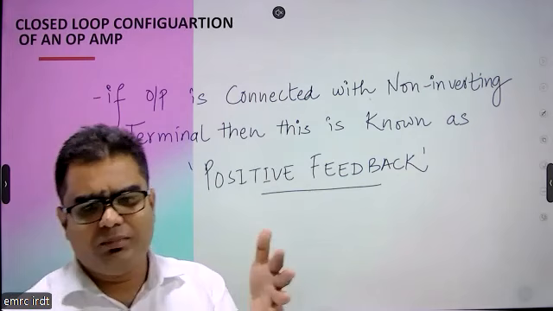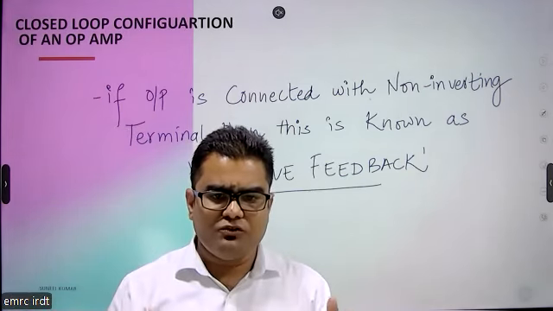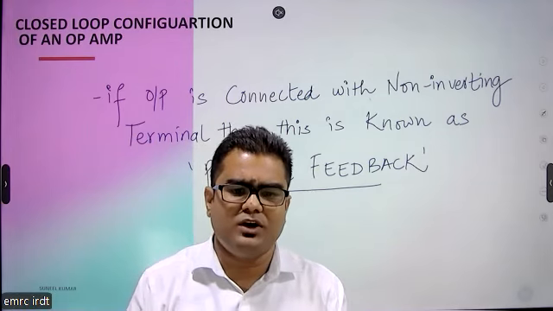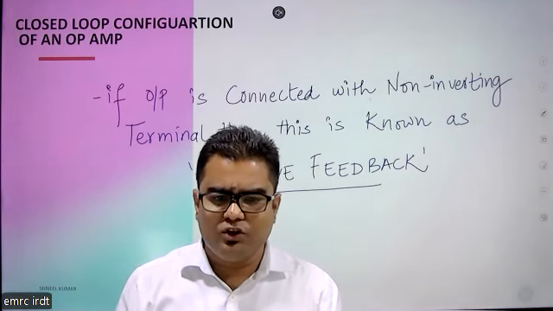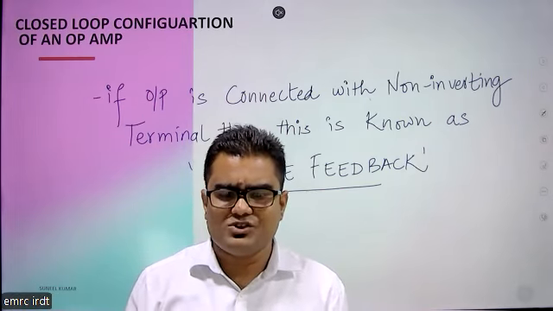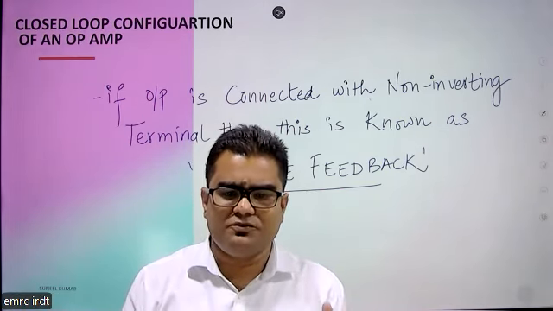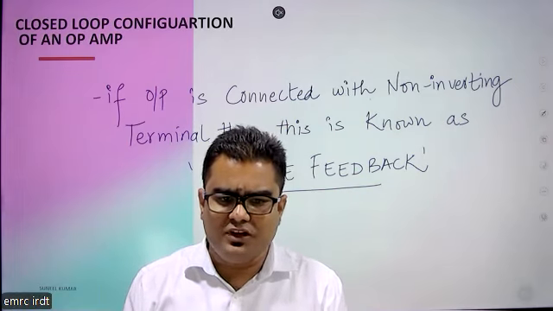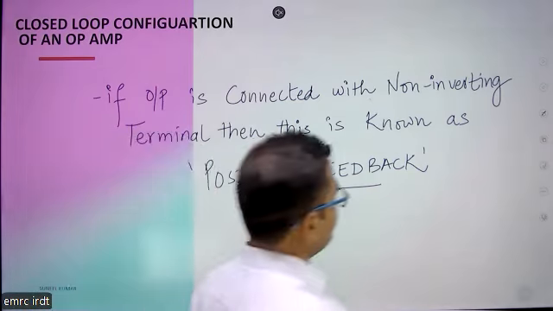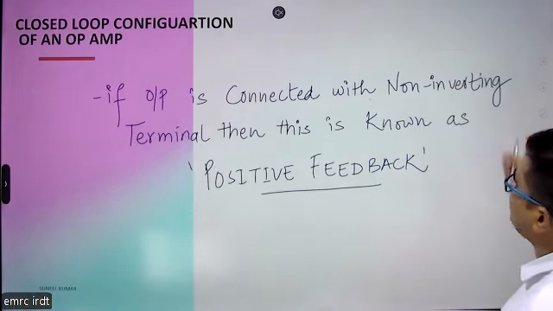One is negative feedback configuration, one is positive feedback configuration, and for linear application we will utilize the negative feedback configuration, in which we are going to connect output to inverting terminal via a resistance that is known as RF. This is the feedback resistance. So output is feedback to the input, and that input will be the inverting terminal. So this is the closed loop configuration.